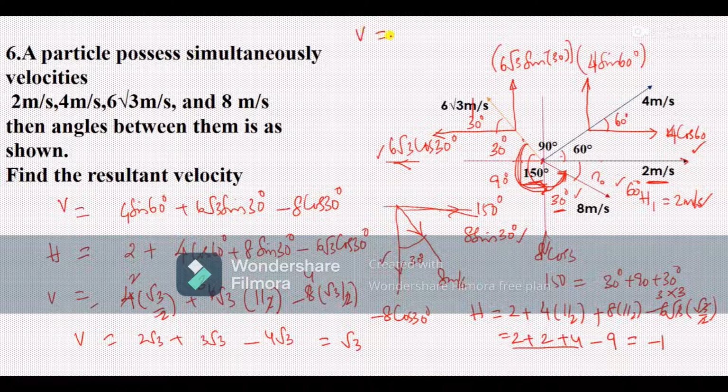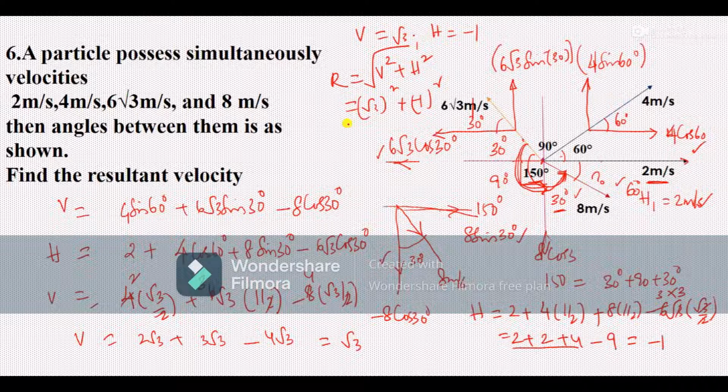So we got H, we got V. Using the formula R is equal to root of V square plus H square, the resultant velocity will be root of 3 root square plus 1 square, that comes out to be root of 4, that is equal to 2. So the resultant velocity is 2 meters per second.